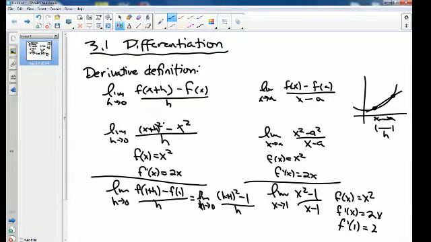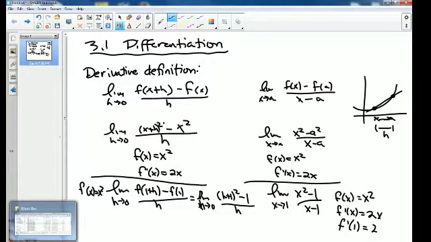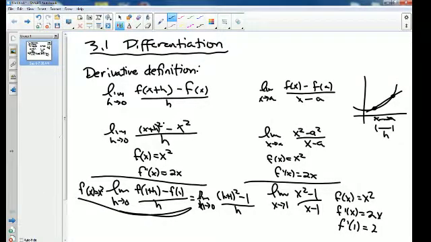Wait, so with the first one, how are you supposed to find out what the actual equation is? They would say f of x equals x squared. Okay. And then it would give you this: calculate this limit. This is probably how you would see it. That needs a little bit more analysis, but still doable.